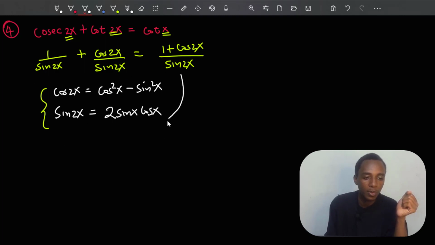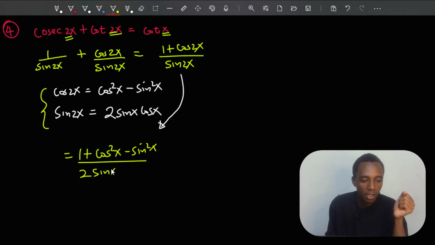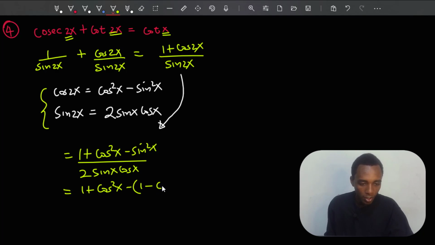So I'm going to plug them in here. Let's see what we have now. 1 plus, for cos 2x, I'll write cos squared x minus sine squared x divided by 2 sine x cos x. I think this is not nice. I better write this in terms of one trig function, like cosine or sine. So let's substitute for this sine squared x. We'll have 1 plus cos squared x minus, and sine squared is 1 minus cos squared x, all over 2 sine x cos x.